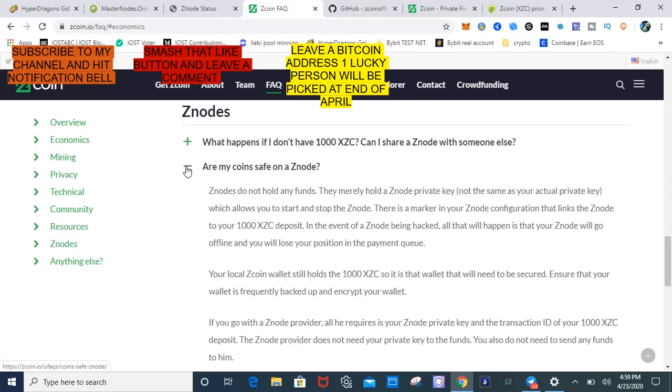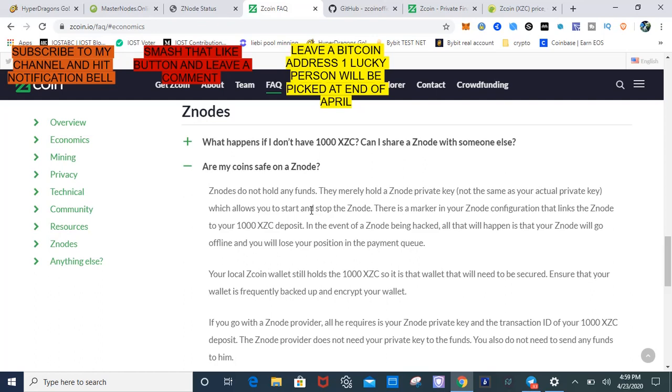Now, to set up the wallet and to verify you have 1,000 coins, you do have to give a Znode private key, but it's not the actual private key that holds your funds. And just as a mental note, if anybody asks you to send funds, run as fast as you can, because they're probably trying to scam you. Zcoin or anybody else would never say send the funds so we can verify the transaction.